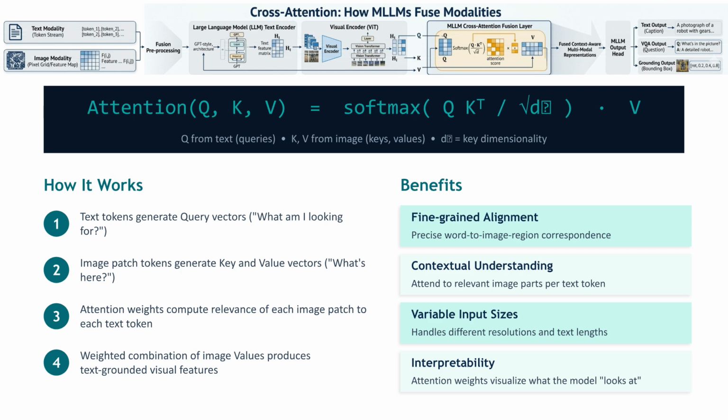This mechanism has several key benefits. First, fine-grained alignment. It establishes precise word-to-image region correspondence. Second, contextual understanding. Each text token can attend to the most relevant image regions. Third, it handles variable input sizes, accommodating different resolutions and text lengths. Fourth, it provides interpretability, because you can visualize the attention weights to see exactly what image regions the model is looking at when generating each word.